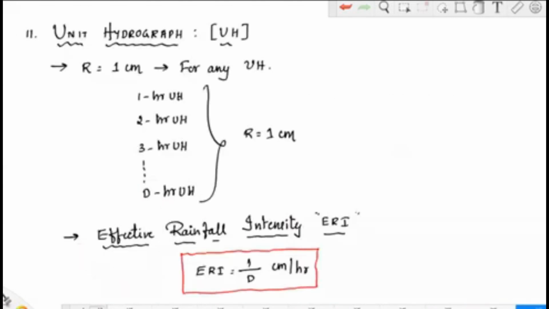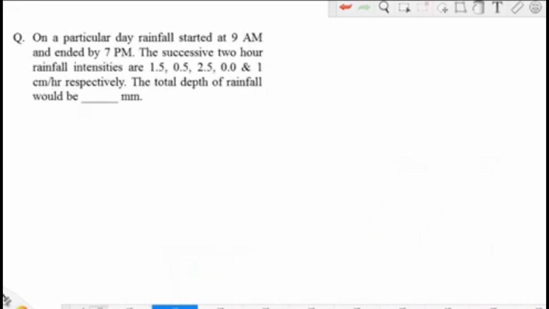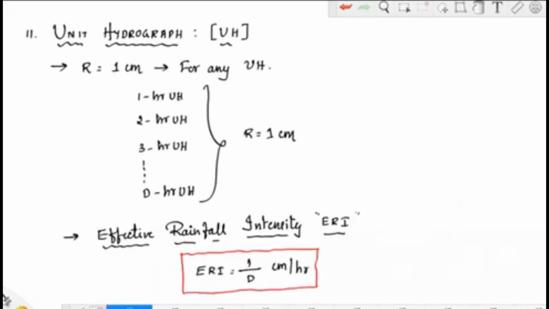Now, in unit hydrograph, first thing you have to remember is that whichever unit hydrograph you take, so runoff value will be equal to 1 centimeter. Whatever may be the duration of unit hydrograph, your runoff value will be equal to 1 centimeter. So in case of your unit hydrograph, effective rainfall intensity ERI value will always be 1 by D centimeter per hour.